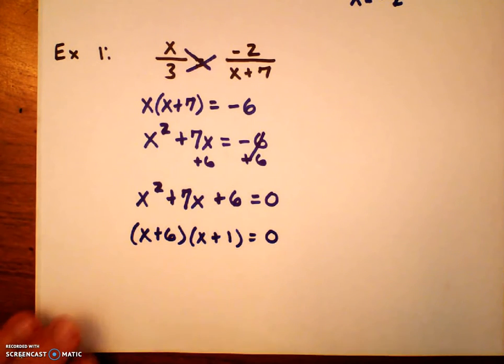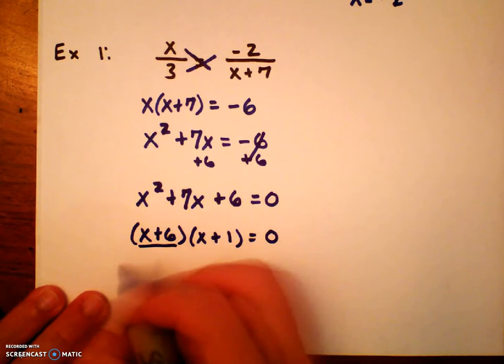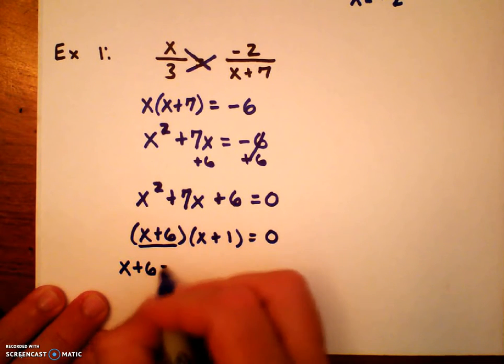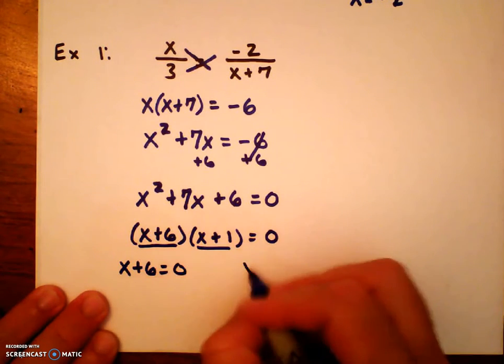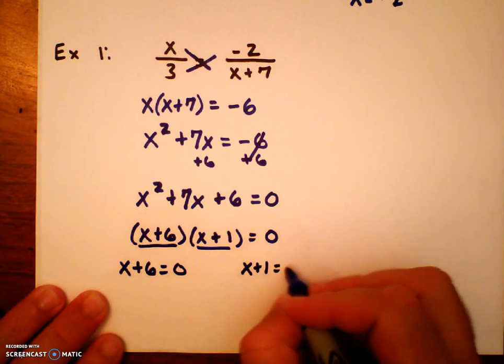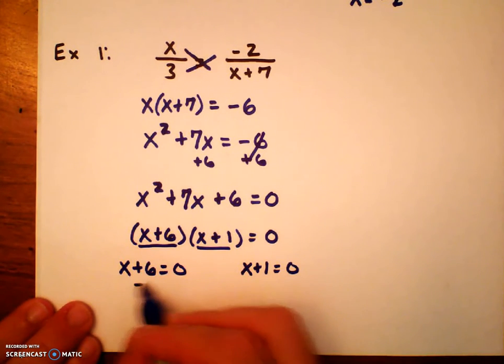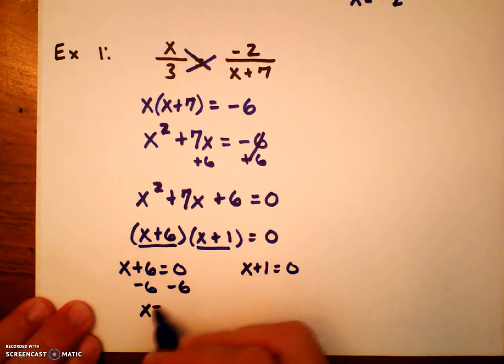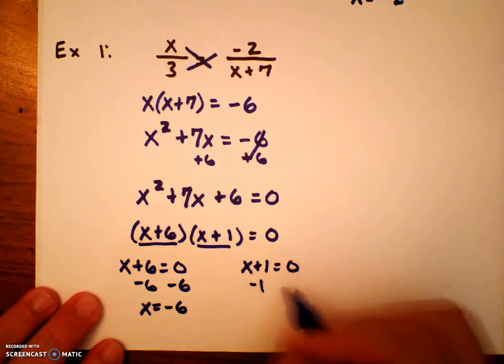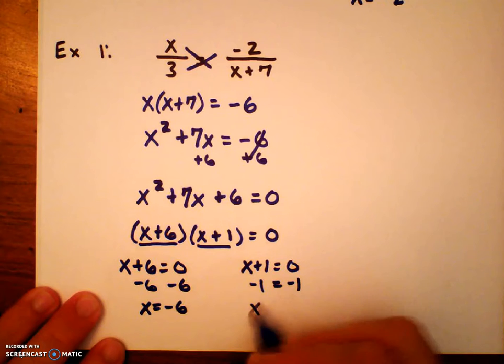Now to solve this, set each of these items equal to 0, just like we did in chapter 4. And when you do that, you will get two different solutions. Subtract the 6, subtract the 1, and you've got your two answers.